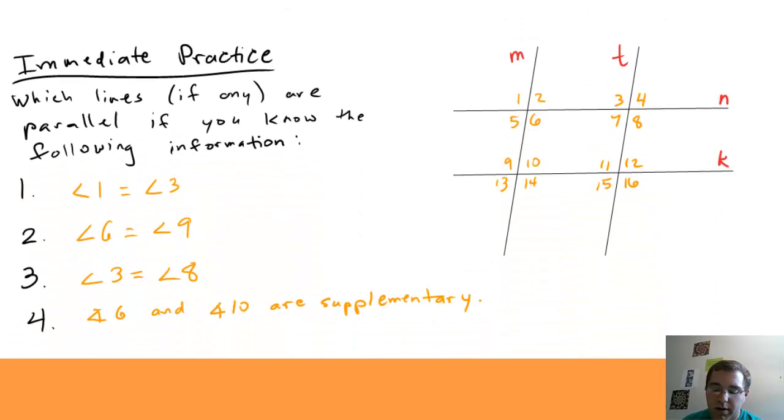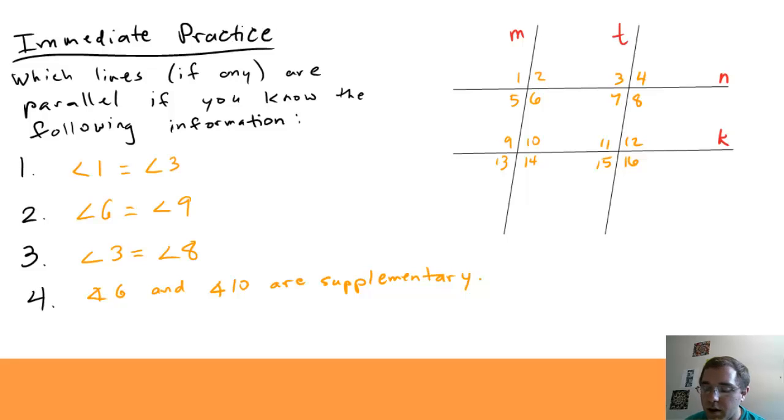Okay, here are your immediate practice problems. We have this picture to the right. 4 lines, M and T are the somewhat vertical lines, N and K are the horizontal lines, and I've numbered 16 different angles there for you. Which lines, if any, so the answer might be none, which lines are parallel if you know individually each of these pieces of information? So these are 4 separate problems.